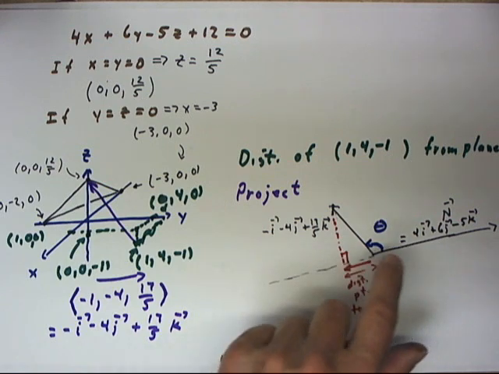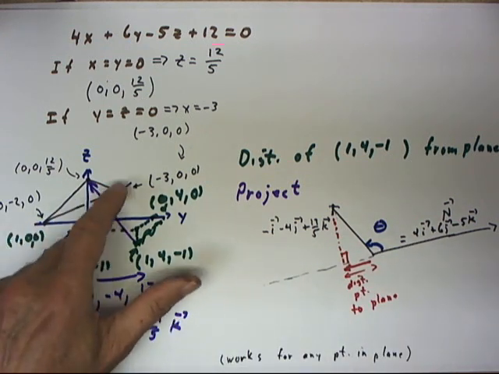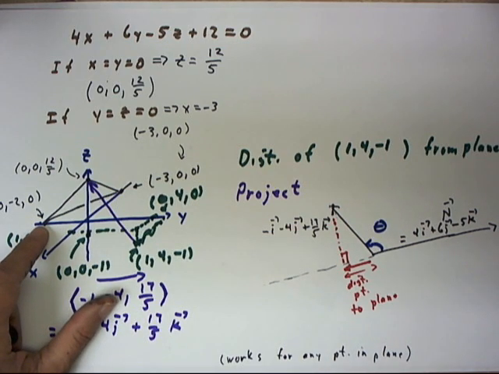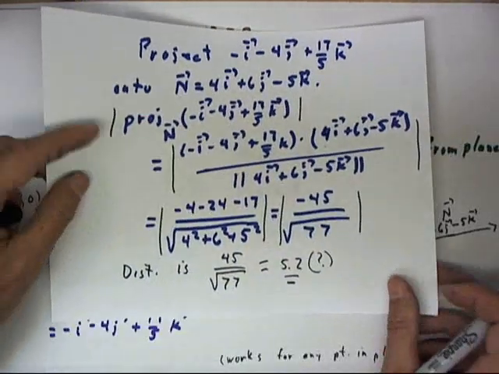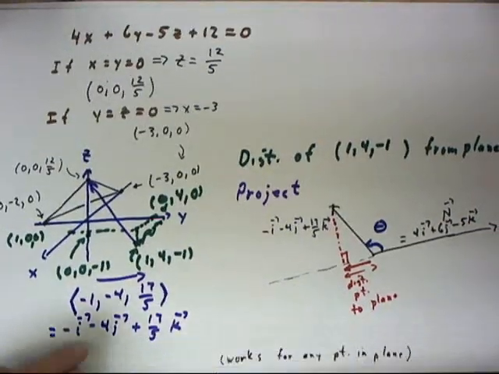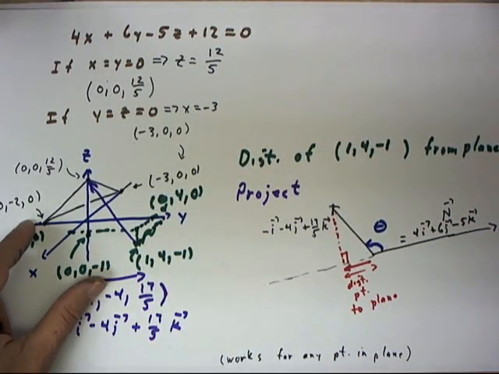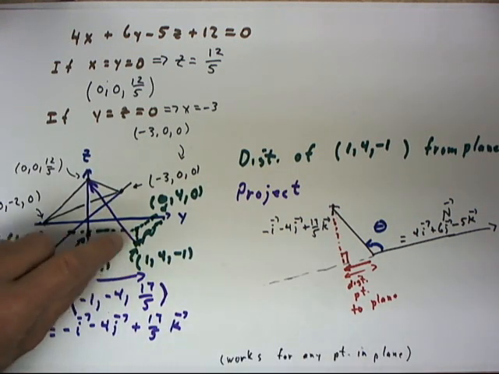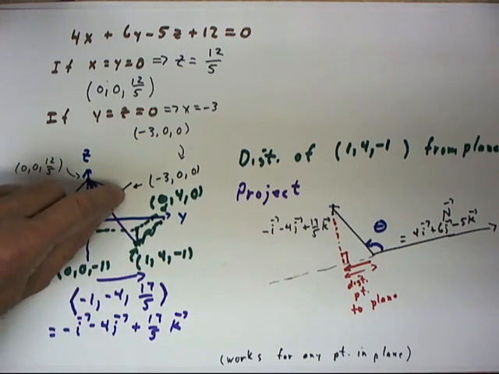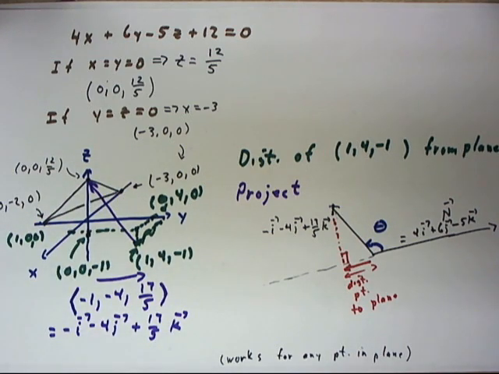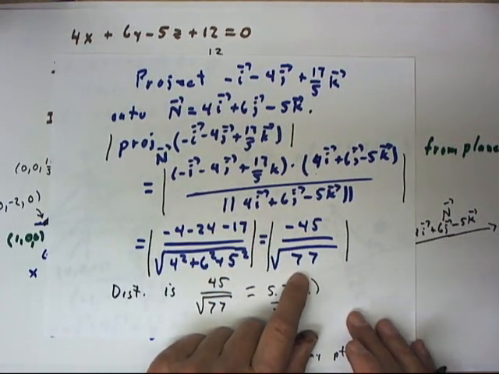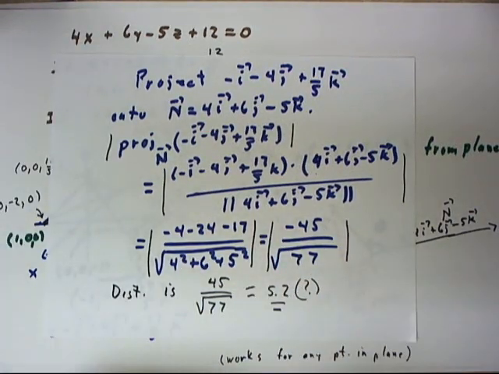Now, had we based this on another point of the plane, moving from 1, 4, negative 1 to, let's say, 0, negative 2, 0, we would have obtained the same distance. It would have made no difference. The projection of this vector onto the normal vector would be identical to the projection of this vector onto the normal vector, or had we used this point or any other point of the plane, we would have obtained exactly the same result, 45 over the square root of 77, when we take the magnitude of the projection.